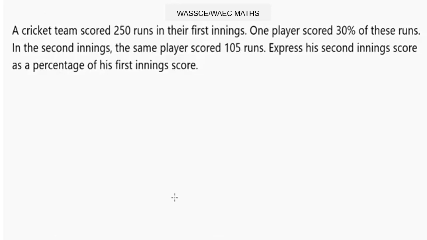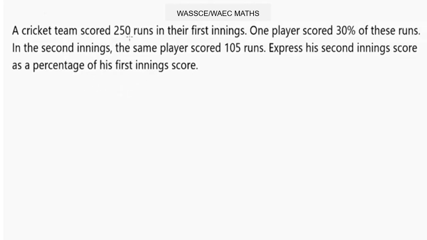Okay guys, look at this question. It says, very interesting question. A cricket team scored 250 runs in their first innings. One player scored 30% of these runs. In the second innings, the same player scored 105 runs. Express his second innings score as a percentage of his first innings score. Alright, so feel free to pause this video and see if you can attempt it. Okay, let's do it together.